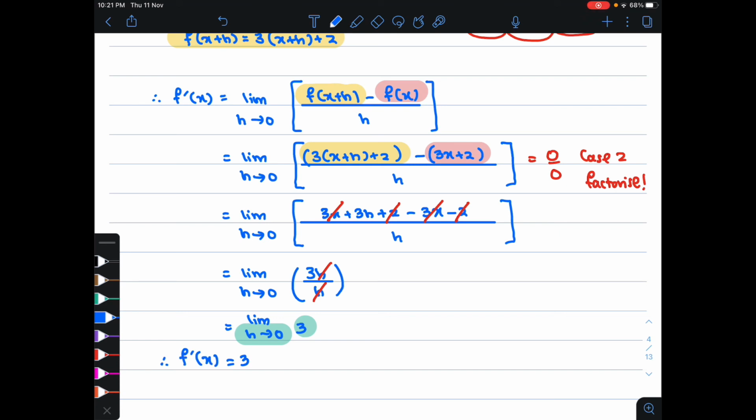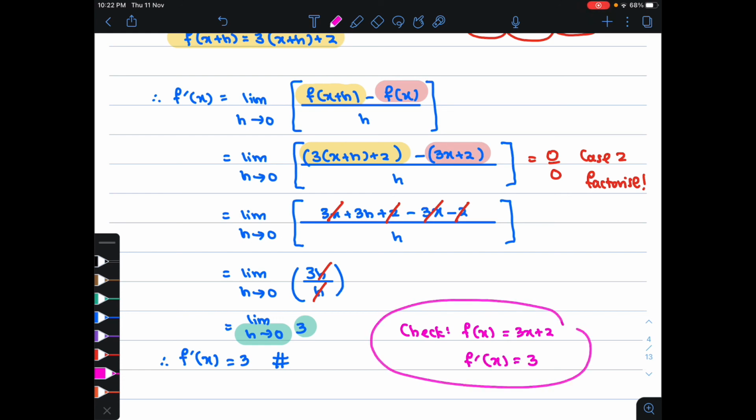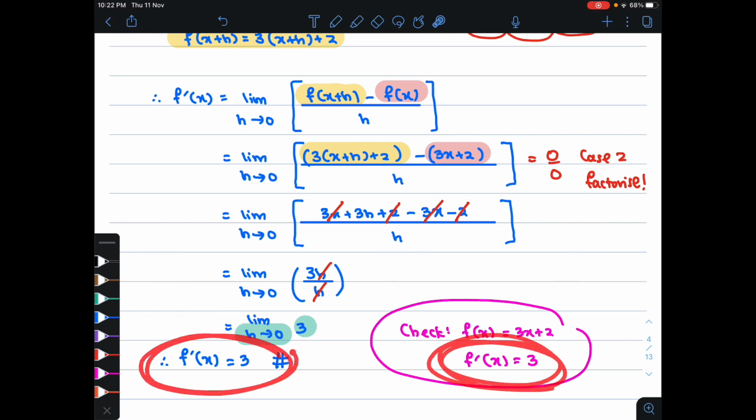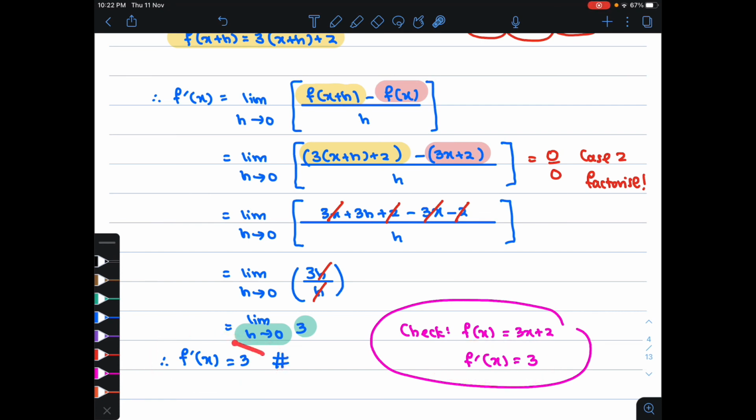Cancel out h. So if we substitute h equal to 0 into 3, the answer is 3, and that is our f prime x. So always check your answer whether it is correct or wrong. So just apply the rules of differentiation that you have learned in high school before. If f(x) is 3x plus 2, therefore f prime x is simply 3. So you can see that this answer and your answer are the same. So if they are the same, therefore your answer using the first principle is correct.